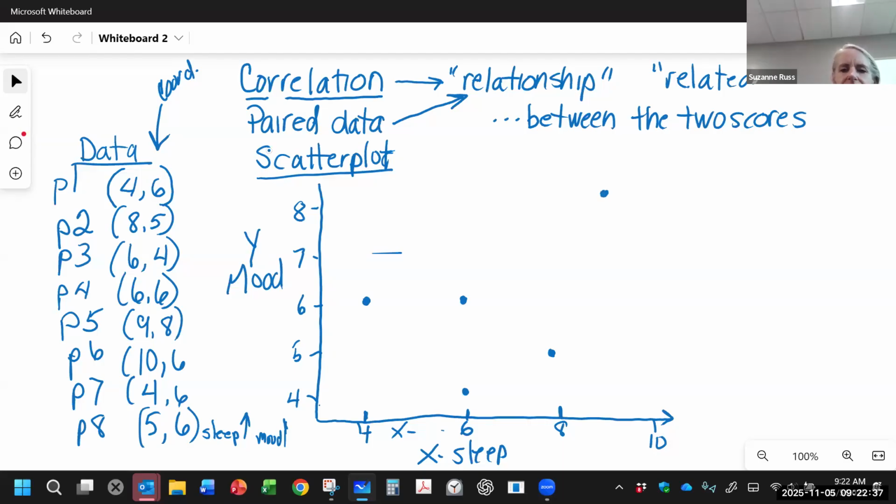We have a 9, which is going to be right about here, and an 8. We have a 10 and a 6. We have a 4 and a 6. It's another one right here. And a 5 and a 6 right here.